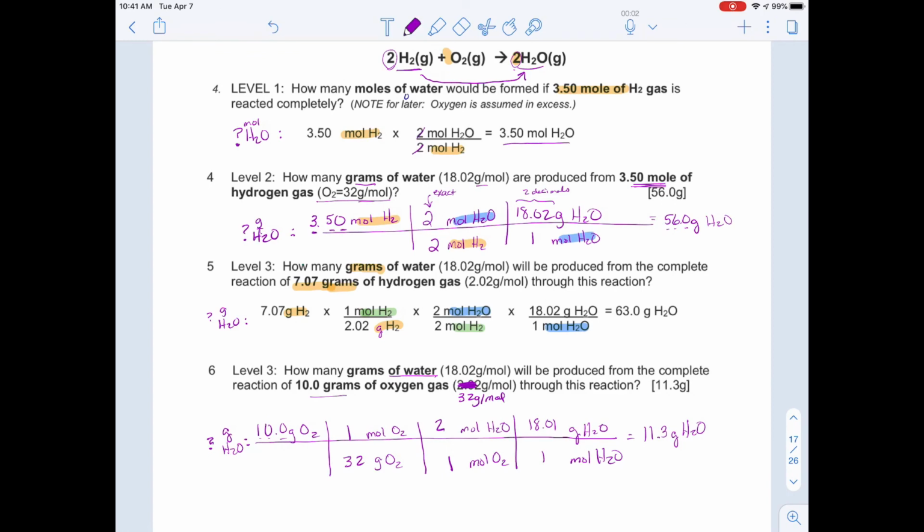So I hope that gives you a start on this. You'll be practicing a lot more of this in the next section because it's all going to be building on itself. You're going to be doing this method, especially grams to grams, quite a bit.